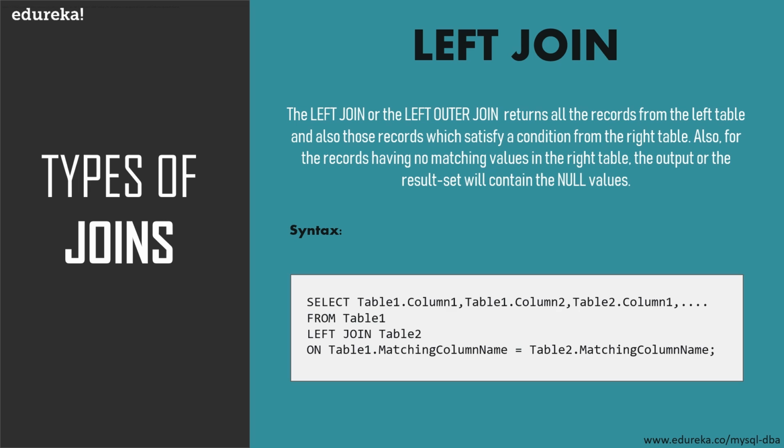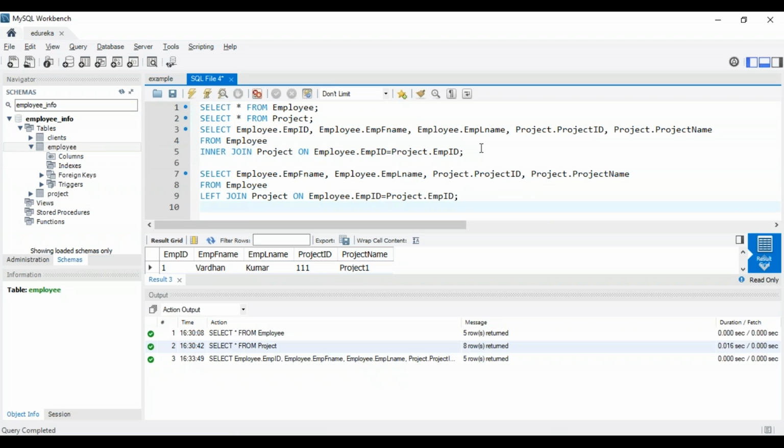So guys, that was about left join. So now let's shift back to my MySQL Workbench, and I'll show you how you can apply the left join. I'm just going to use a similar query. I'm going to retrieve the first name, the last name, the project ID, and the project name from both the employee and the project table, and then apply a left join on it.